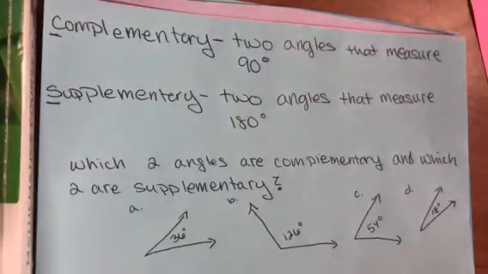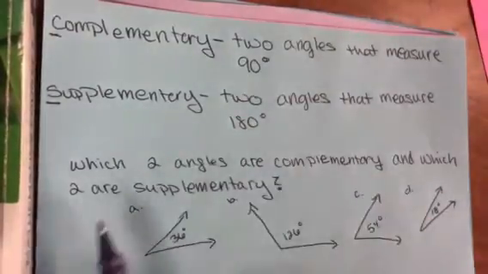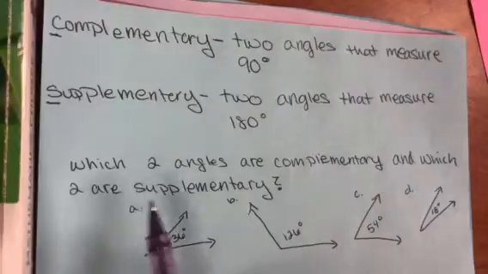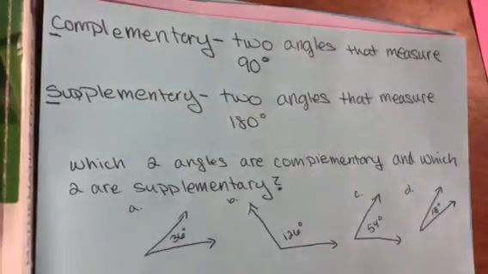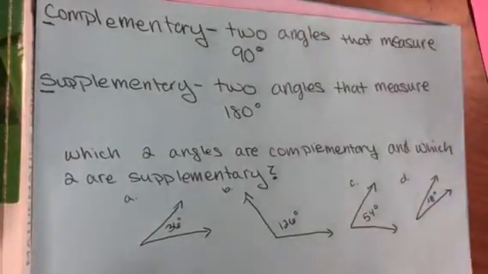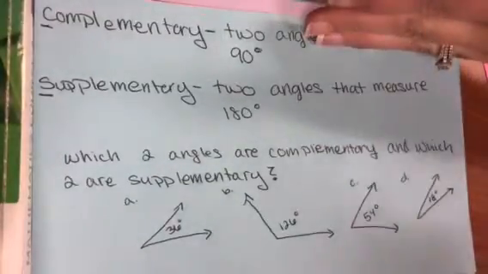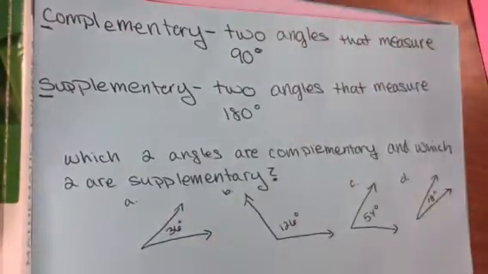Just wanted to clarify angles there because there's two. So that's the two angles. So which two angles are complementary and which two are supplementary? So we have to look at these and find out which two angles add up to 90, and which two angles add up to 180.